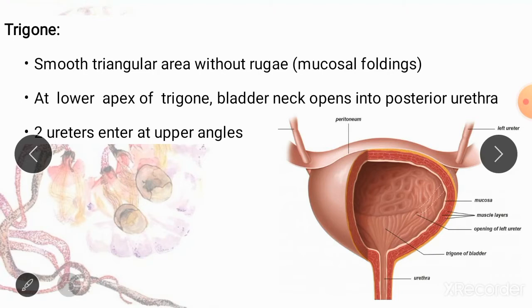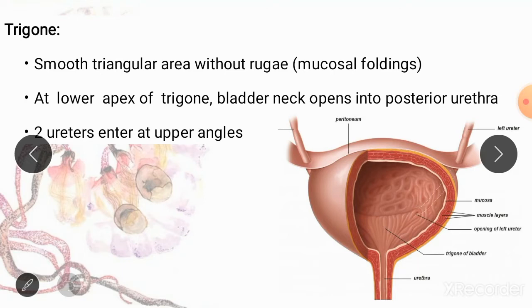Another thing that you must know is there is a special triangular area present inside the bladder, and it is known as the trigone. And how can you identify the trigone? The trigone does not have the typical mucosal foldings of the bladder wall. Here you can see that the rest of the bladder wall has mucosal foldings, which are called rugae, but this area, the trigone, is free of these mucosal foldings and does not contain rugae.